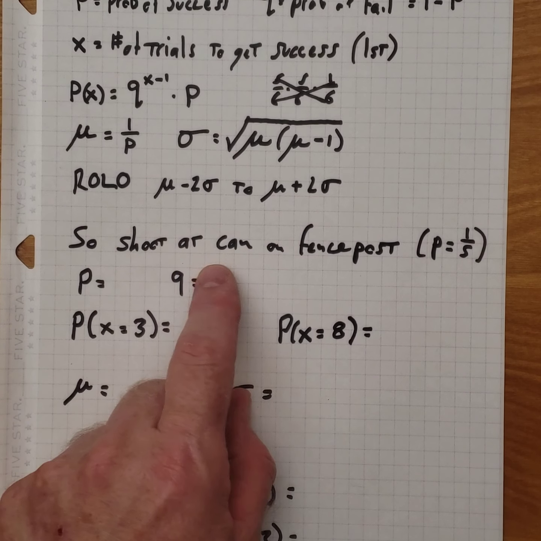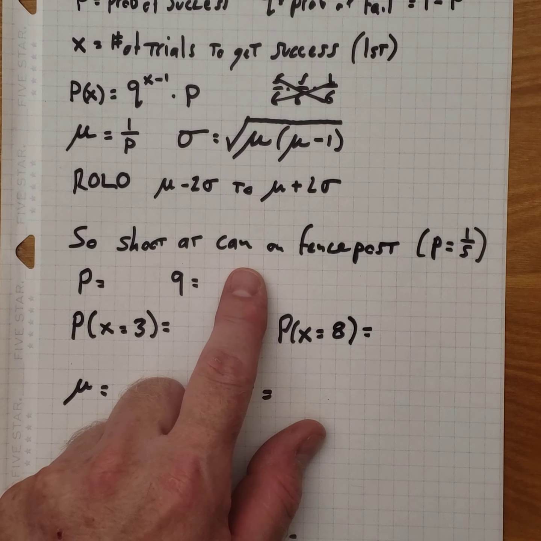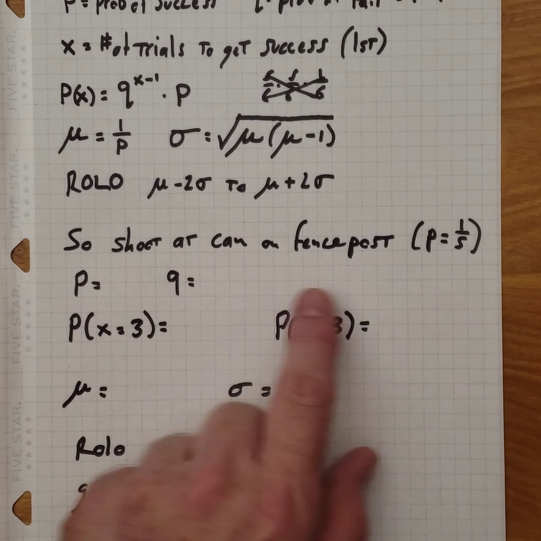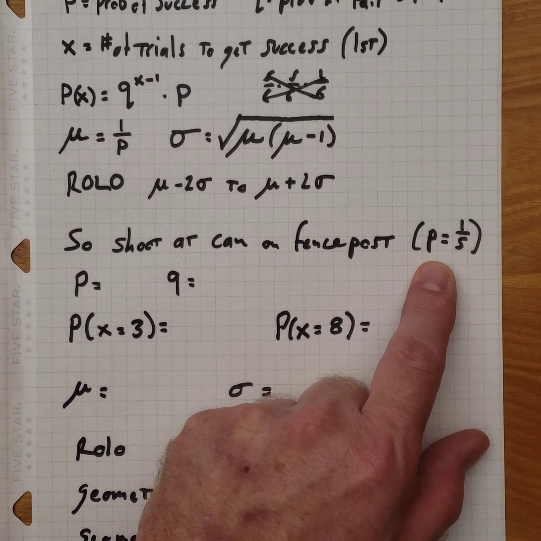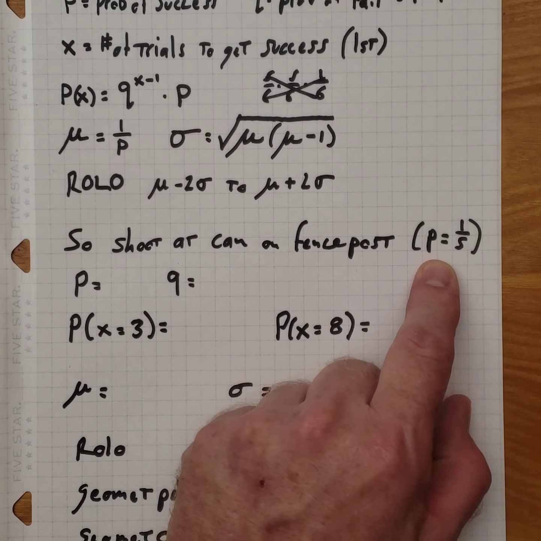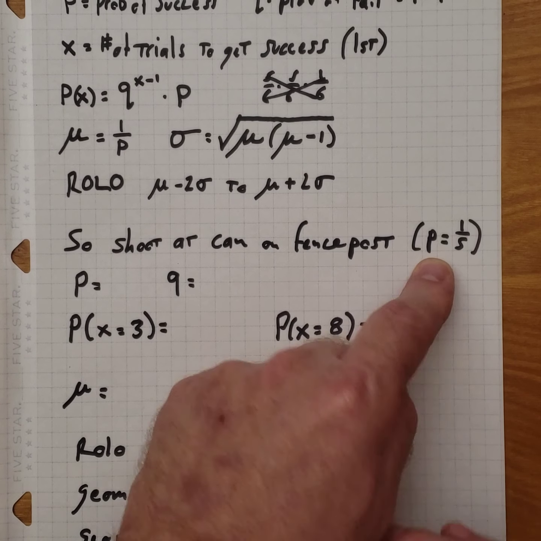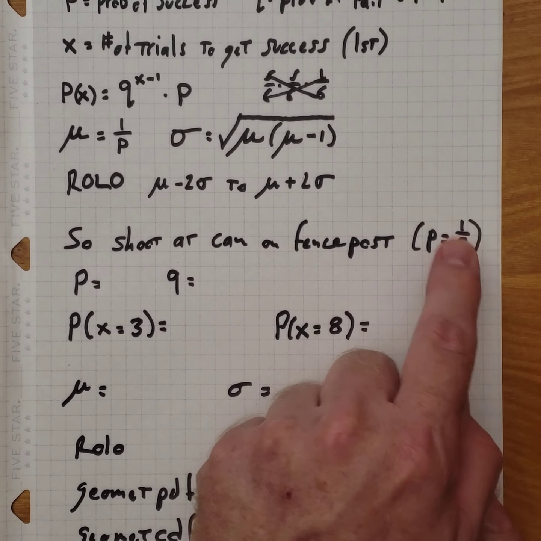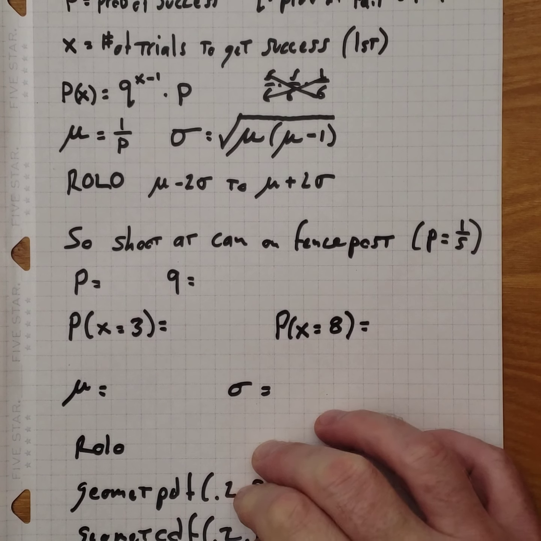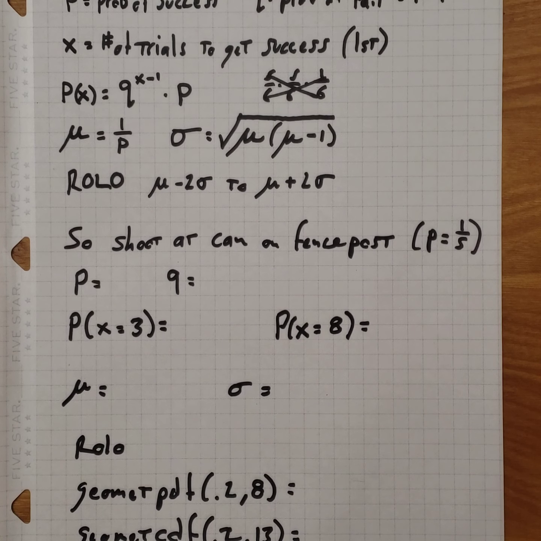Suppose you're trying to shoot a can on a fence post, just like they do in those Western movies. Trying to shoot the can off the top of the fence post, and the probability on any given shot that you will accomplish this is about 1 in 5. That's about how good a shot you are. Somebody may be a better shot, somebody may be worse, but for our purposes, your probability on each shot is 1 in 5. Remember, it has to be constant in order for this to work.